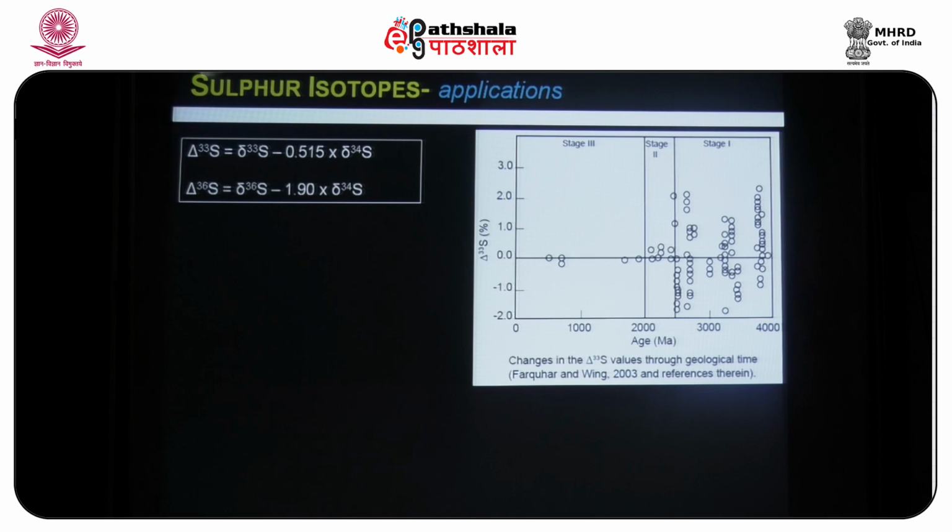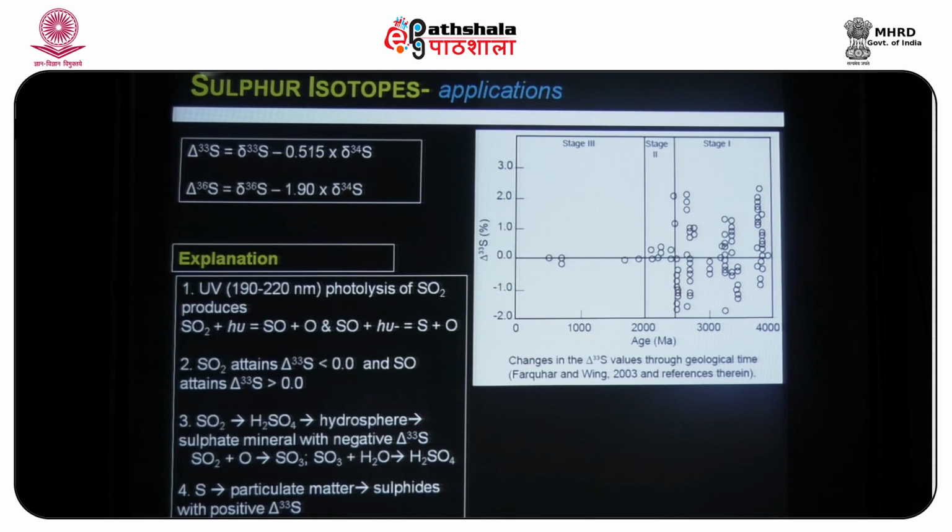Up till now there has been only one explanation. In experimental studies, it has been observed that when ultraviolet rays interact with sulfur dioxide, they produce sulfur monoxide and oxygen, and the sulfur monoxide can again break into sulfur and oxygen. During this photolysis of sulfur dioxide by ultraviolet rays having a wavelength of 190 to 220 nanometers, the sulfur dioxide attains a cap delta 33S value less than 0, whereas the sulfur monoxide attains a cap delta 33S value of more than 0.